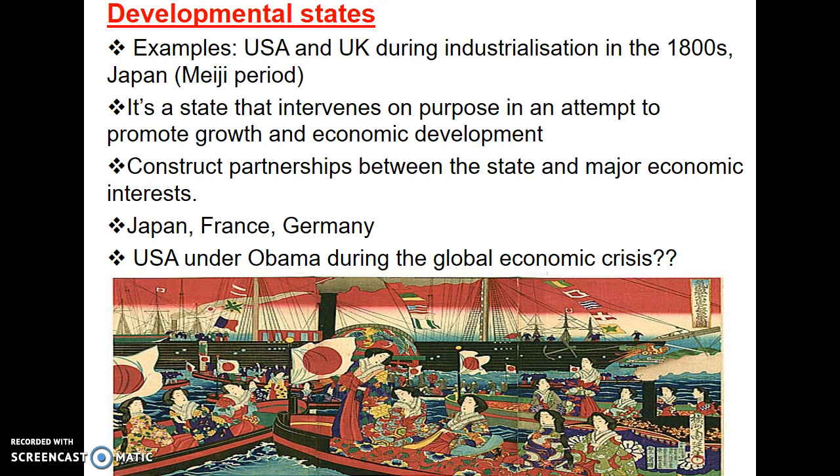South Africa is also inclined towards developmental principles, as is Nigeria on the African continent. America under Obama also saw this type of statism, especially because it was in the middle of the international credit crunch, or the global economic crisis, and as a result, Obama had to purposefully intervene in the American economy to try and break even.